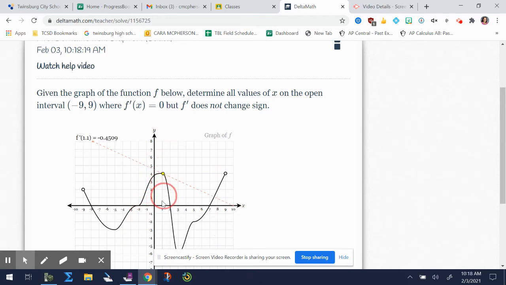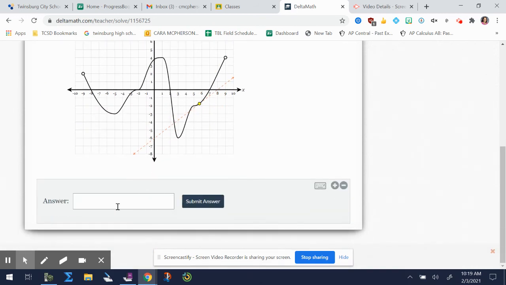I believe it happens again. I feel like I'm riding a roller coaster when I do these. I believe it happens again right here at 5. Let me double check, yep. At 5, I have a 0 derivative. Prior to it, I have a positive derivative. After, I have a positive derivative. So it happened at -2 and it happened at 5. So those are some of the questions.